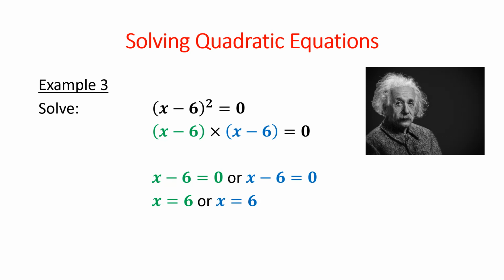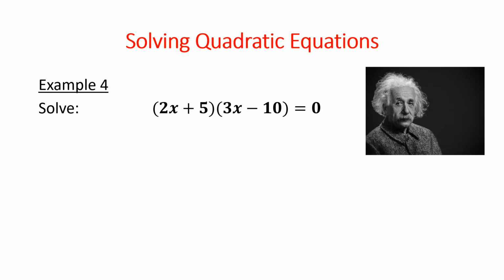Now in this example, we have two solutions, but they happen to be the same solution. You should know by now that when we solve quadratic equations, there are always two solutions. But in this example, the two solutions are repeated, or the same solution.